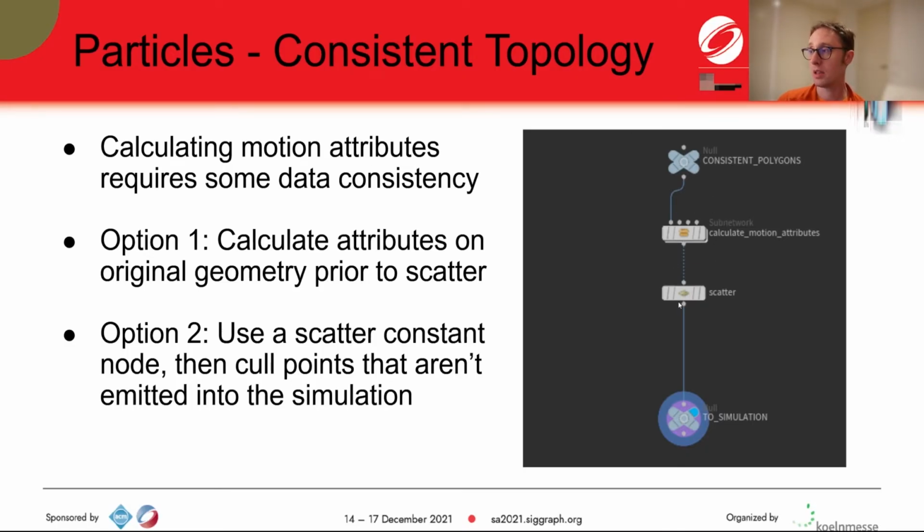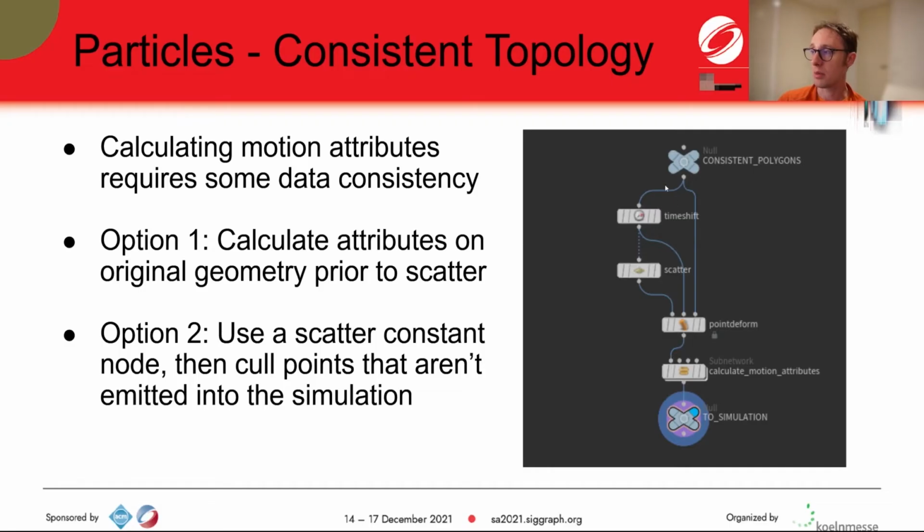So this is the first option. I usually use this because I don't like creating many more points than I will use. But if you did want to use a scatter constant, the way that works is that you time shift to a rest frame, scatter, point deform them back onto the animated polygons, and then you've got a consistent point here. Then you can use calculate motion attributes there. Then you could cull this down, or whatever you wanted.